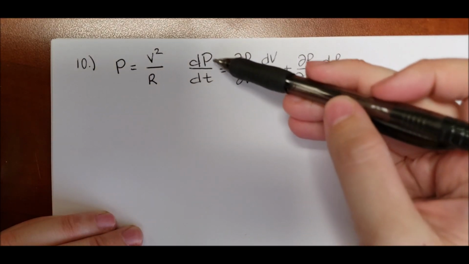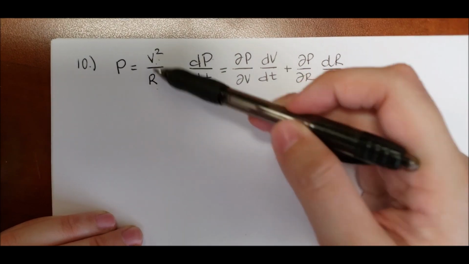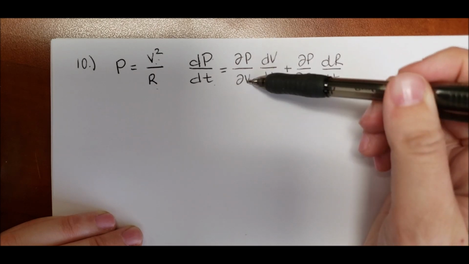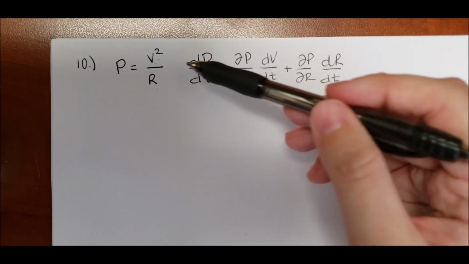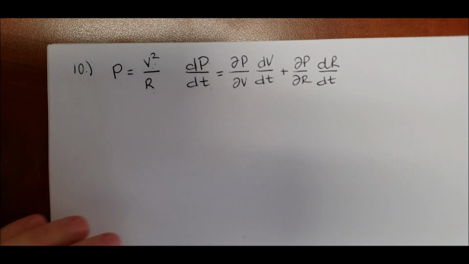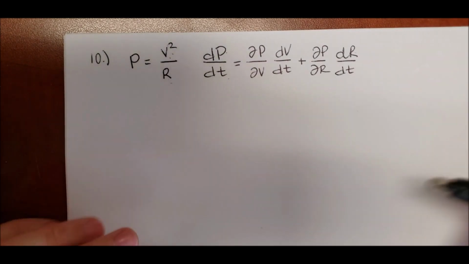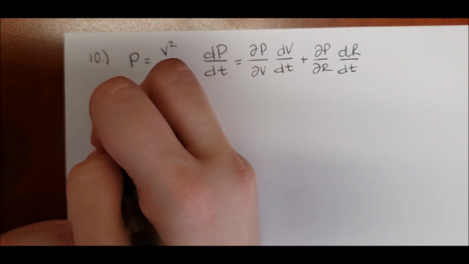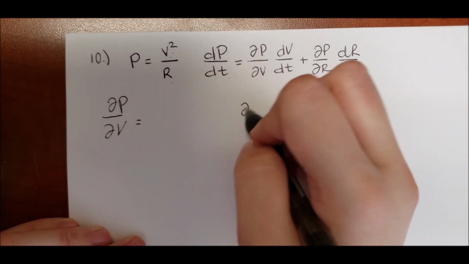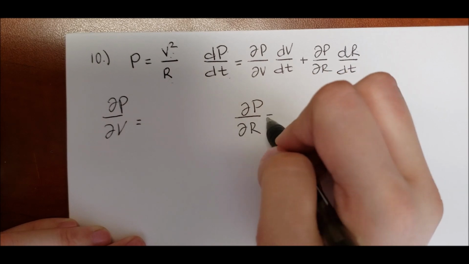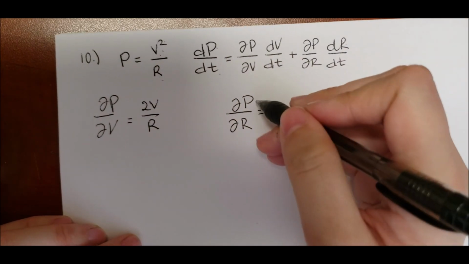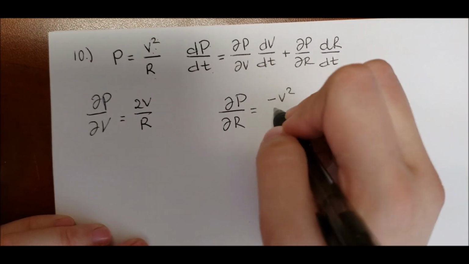So when you take the derivative of p with respect to t, you have v and r both are functions of t. So when you take the partial with respect to v, you also have to do the derivative of v with respect to t, and same with the resistance. So then I actually need to find the partial of p with respect to v and the partial of p with respect to r. So v, that's just going to be 2v over r. For r, it's negative v squared over r squared.